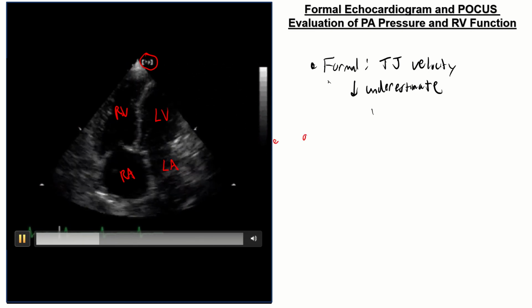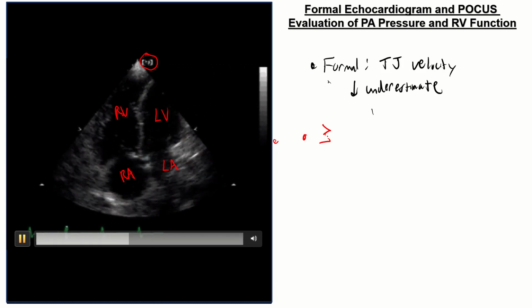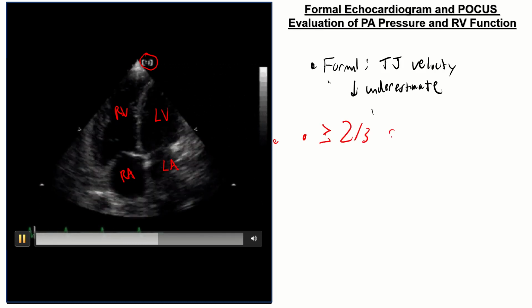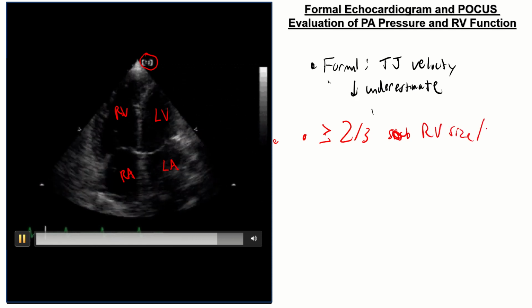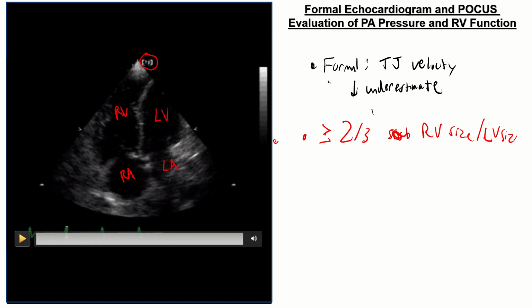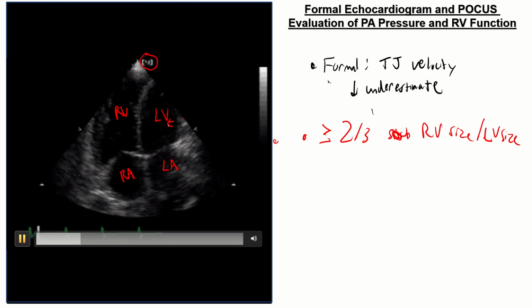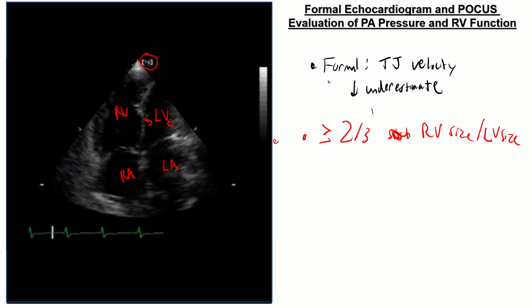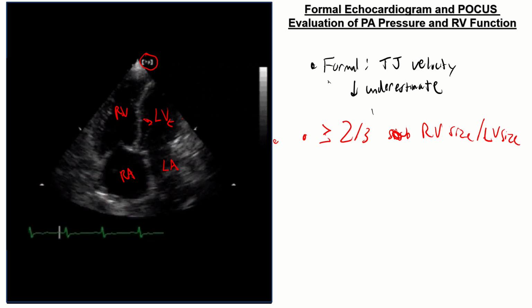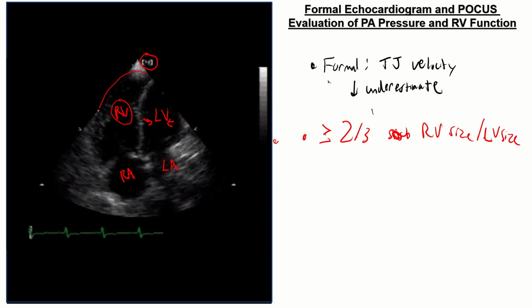Some things you look at for signs of RV pressure overload is greater than 2/3 RV size to LV size. So if it's greater than 2/3 size of the LV, you think that there's probably some pressure overload. Other things that we can see here as well is that they have pretty good systolic function of your left ventricle, and one of the reasons why is they're probably getting decreased preload to the left ventricle, and the left ventricle is increasing contractility. But here, not only is the RV overloaded, it's actually pretty dilated as well.